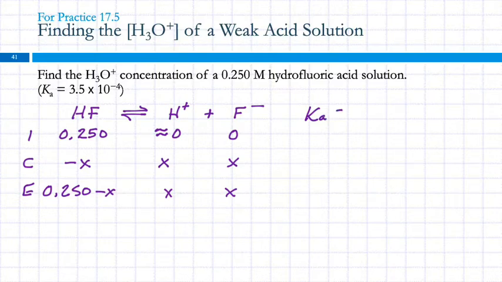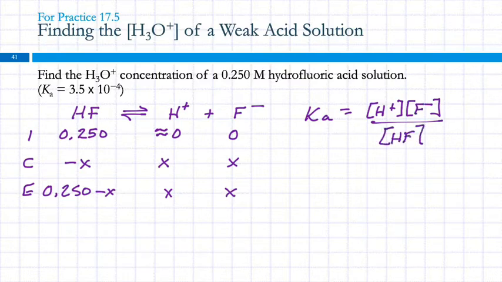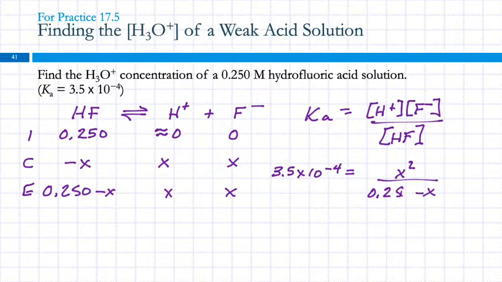So we can say that Ka is equal to the hydrogen ion concentration times the fluoride concentration divided by the hydrogen fluoride or hydrofluoric acid concentration. So we've got 3.5 times 10 to the minus 4. And when we take our equilibrium relationships here, we get x times x, x squared, divided by 0.250 minus x. It's a little messy.